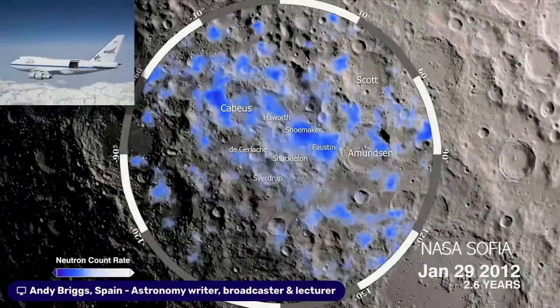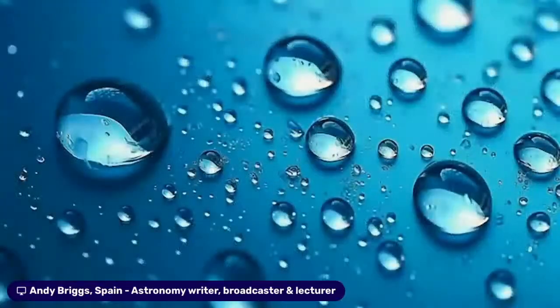Now, the NASA flying observatory SOFIA, which, as you may know, was an infrared telescope in a modified 747, looked at the south pole of the moon, and this is what it saw. And you can see here that this is basically telling us that this is water, and lots of it at the lunar south pole. So this is all very exciting.